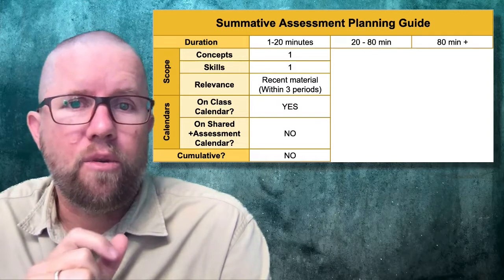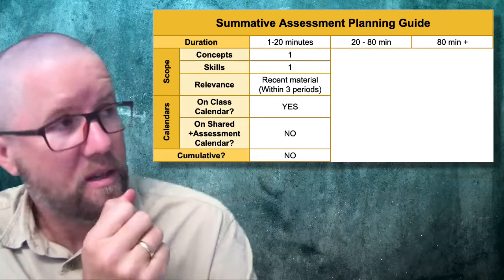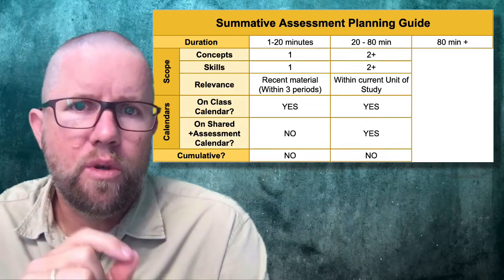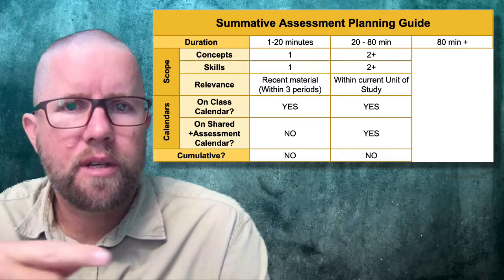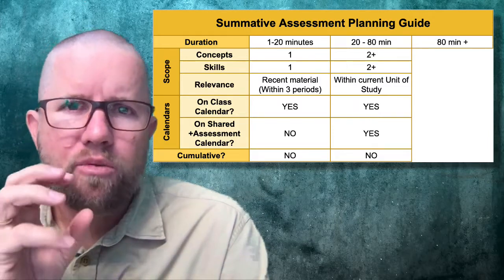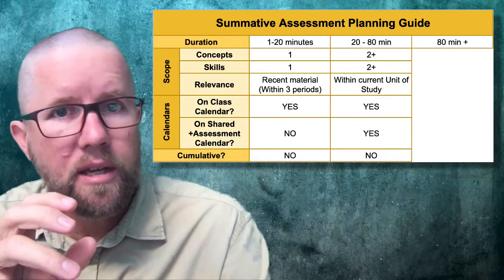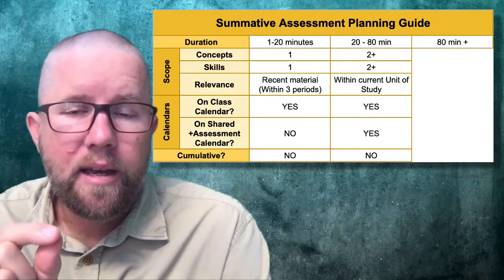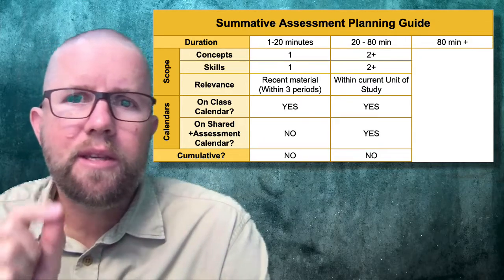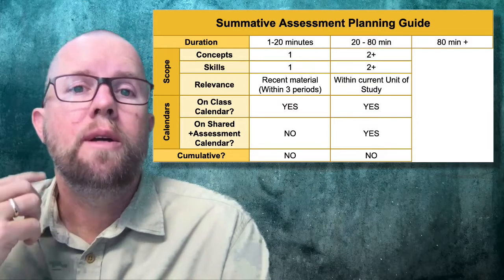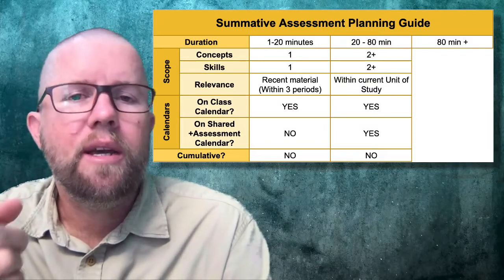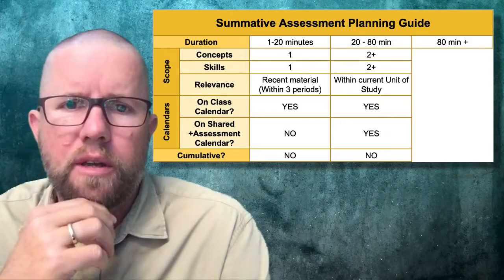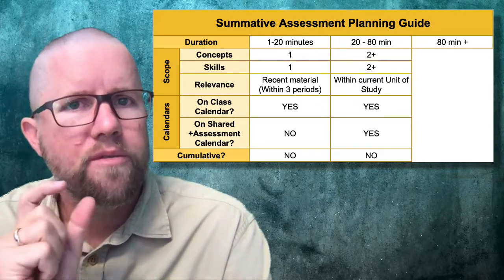The second category of summative assessment is the 20 to 80 minute category. And this is where we begin to increase the number of different skills and concepts and understandings. And it's related to the current unit of study. It is going on your Google Classroom calendar. And you also need to copy this category of summative assessment onto the shared assessment calendar for this class. Is it cumulative? No, it's not. It's just the current unit of study.